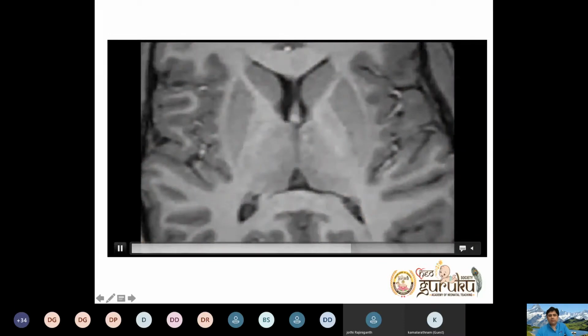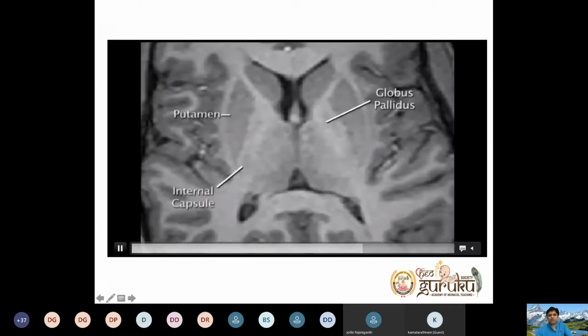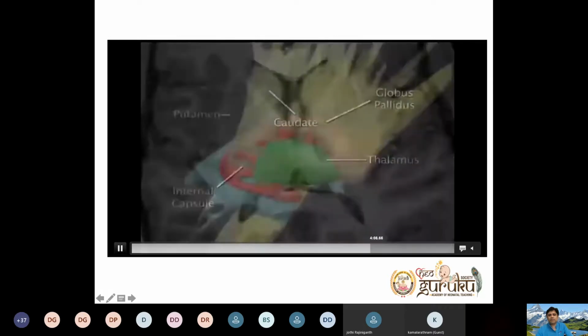This is the MRI picture, how it looks. So with neurosonogram, we can get an almost accurate picture like this. This is the transverse section, just to give an idea how it looks. So internal capsule, then you have your thalamus, then you have your caudate nucleus. This is your lateral ventricle. Okay, so this is how it looks.